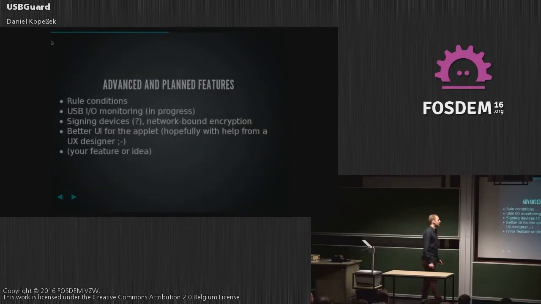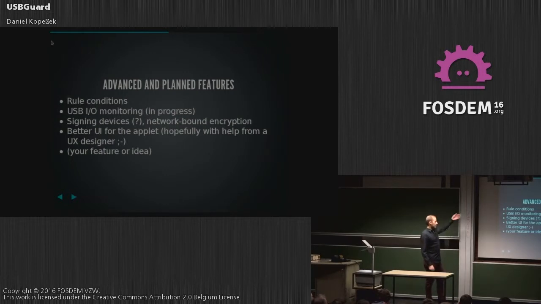So there are some advanced and planned features. The basic functioning of USB guard is just blacklisting and whitelisting based on matching the device attributes that the device exports to the system. That is the list of the requested interfaces to interact with the system, and some serial numbers, supported protocols, like basic stuff that the USB specification tells the devices to export.